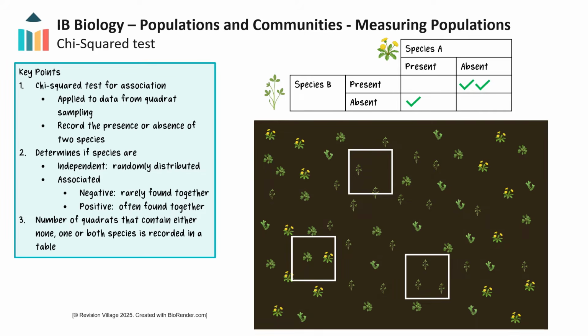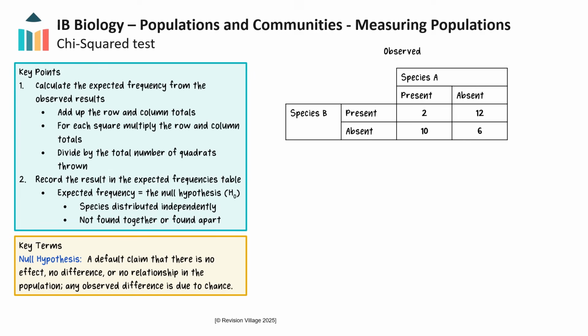Many quadrats would be thrown, and the number of quadrats in each category would be counted and placed in a table. The total number of quadrats that contain both species, neither species, or either one of the species is our observed data. From our observed data, we can calculate an expected frequency. The expected frequency would be the number of quadrats in each category that we would expect if there were no associations between the species, and it uses the ratio of the two different species to determine a random distribution.